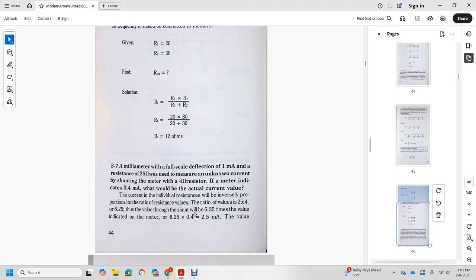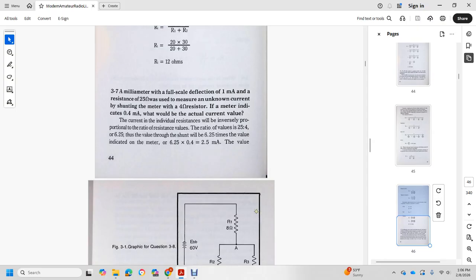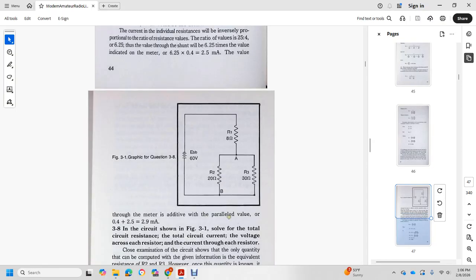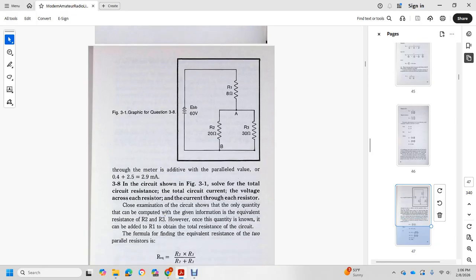Solution: 12 ohms. A milliammeter with a full scale deflection of 1 milliampere and a resistance of 250 ohms is used to measure an unknown current, shown with a meter shunt of 40 ohms. With the meter indicating 0.4 milliampere, what is the actual current value? The currents are inversely proportional to the resistances, so the ratio is 250 to 40, or 6.25. Thus the shunt current is 6.25 times 0.4, which is 2.5 milliamperes. The total is the sum of the parallel values: 0.4 plus 2.5, or 2.9 milliamperes.